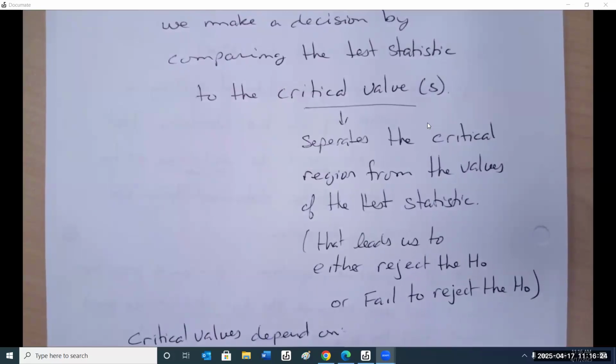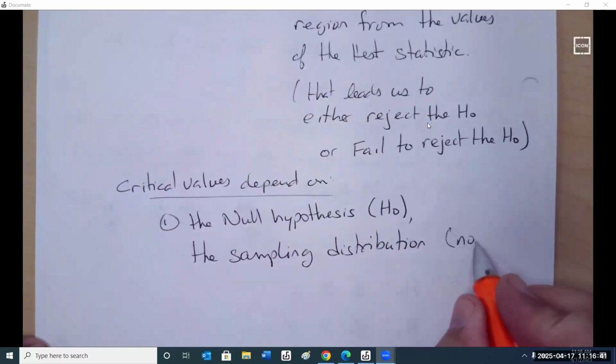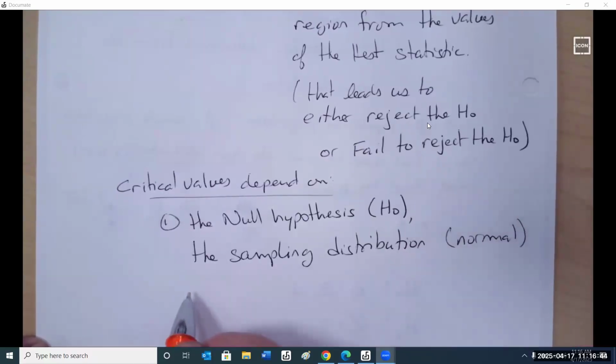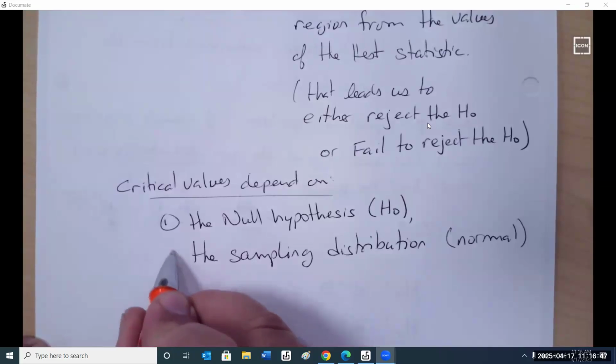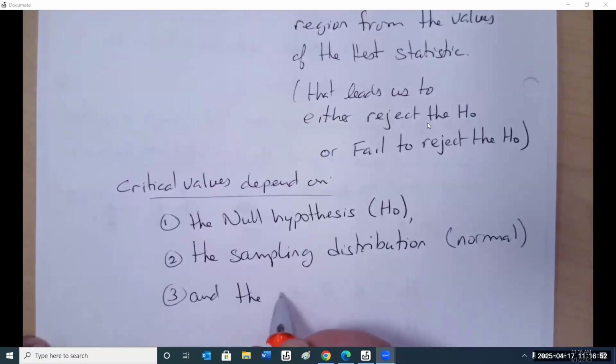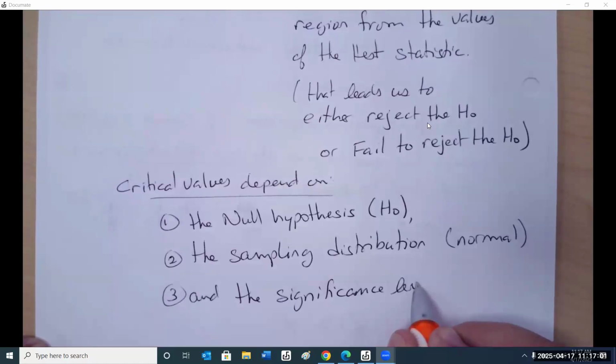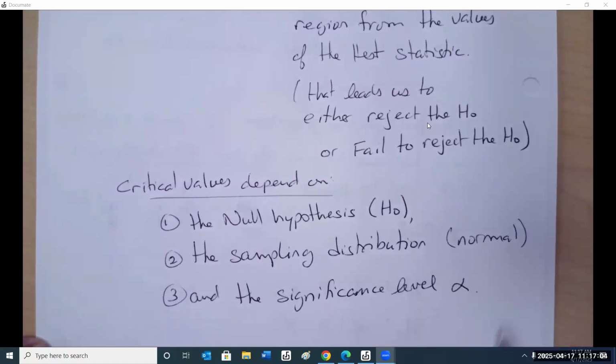The null hypothesis, the sampling distribution. Remember, it's got to be normal. And significance level, alpha.